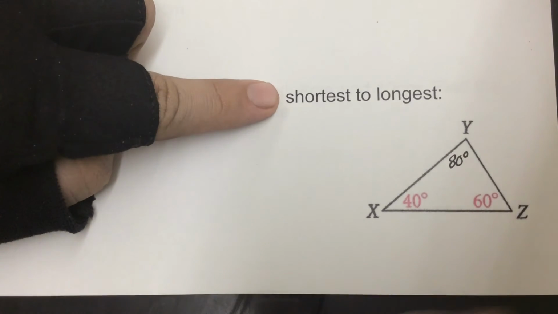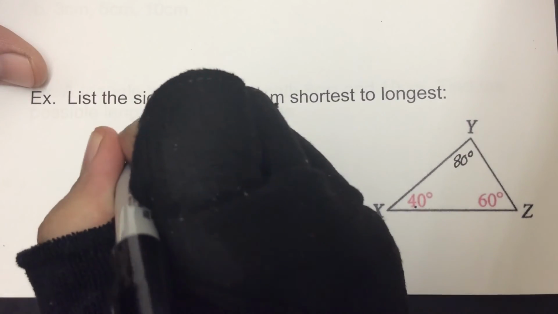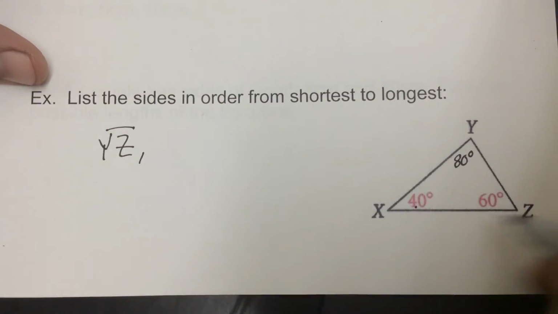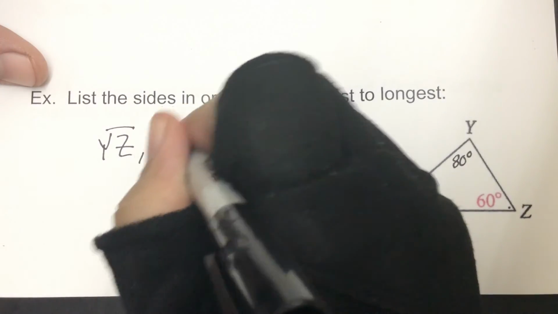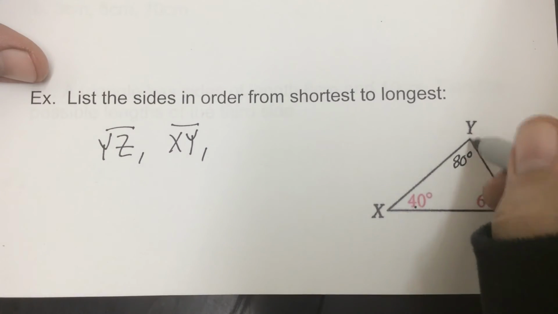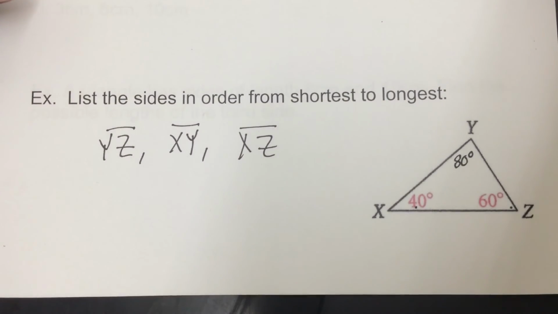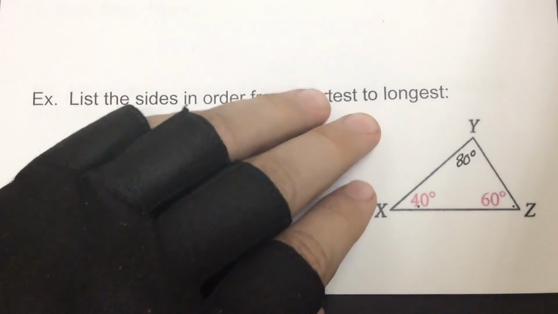So if we're doing the shortest side, the smallest angle is X. Opposite of X would be YZ. My next biggest angle would be Z, so opposite of it would be XY. And lastly, Y is my biggest angle at 80, so opposite of it would be XZ. So it would be my longest side. So shortest to longest is how that would flow.